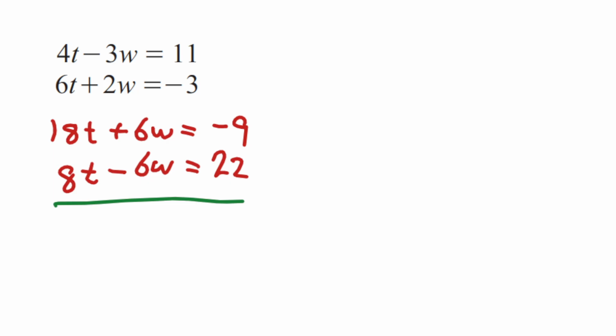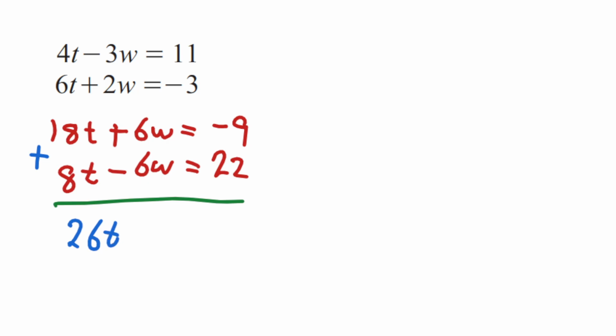Now we got the same w's. We have 6w and 6w. They have different signs. This is positive and this is negative. When that happens, you add. So we will do the first equation plus the second equation. So what's 18t plus 8t? 18 plus 8 is 26.